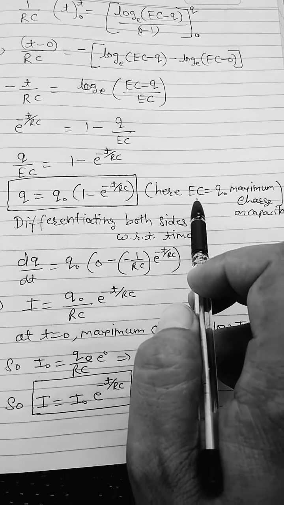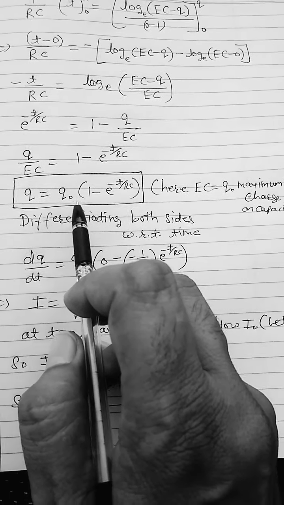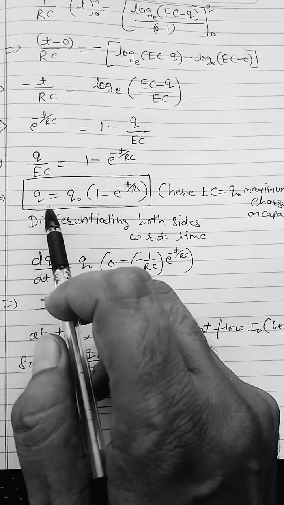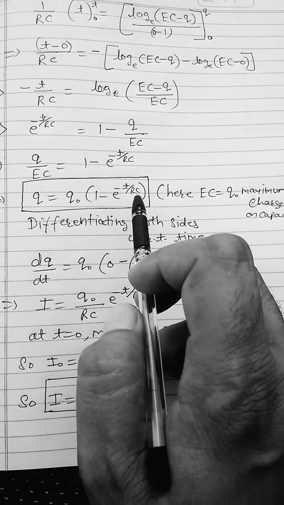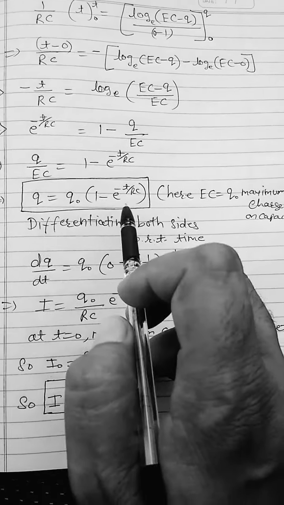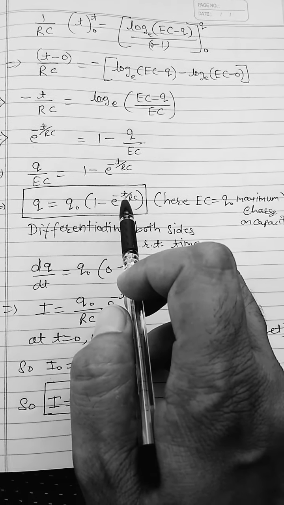That is represented by q naught. So q naught is equal to EC. So we will put the value of EC as q naught. Okay, so q is equal to q naught into 1 minus e raised to minus t upon RC. This is the equation for charge varying with time t on capacitor.